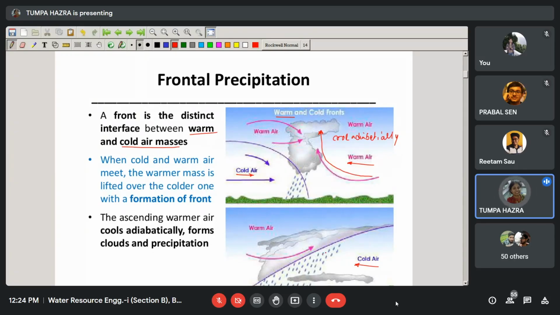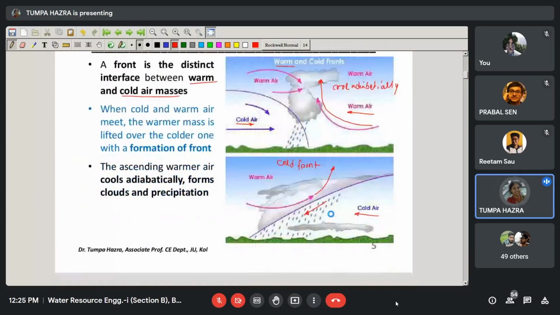But sometimes the cold air penetrates below the warm air. Again the warm air will move upwards, cool adiabatically, and form clouds, and if the clouds are packed with water, then it will cause precipitation. So this is known as a cold front. This is one of the favorable conditions of precipitation.